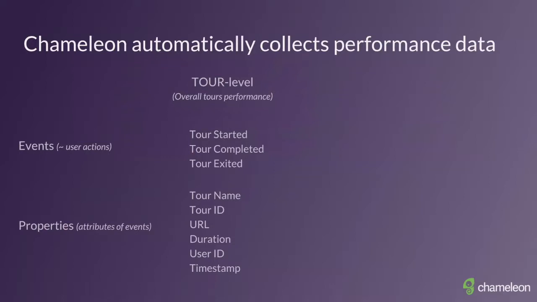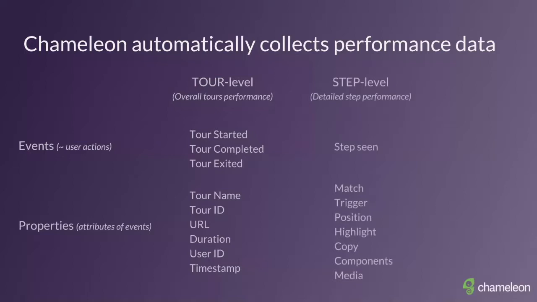So these are some example properties that come with all of those events. There's also an event at step level. Whenever a step is seen, that is an event that's fired, and that has some additional properties all around the step configuration. So what is the matching type, whether it's just a URL or it's also an element? What type of trigger is it? Immediately does it show, or does it have a delay? Where is it positioned? Is there a highlight? What the copy is? Which components?